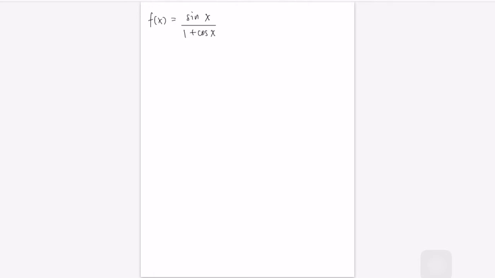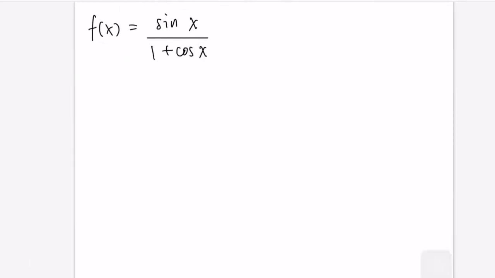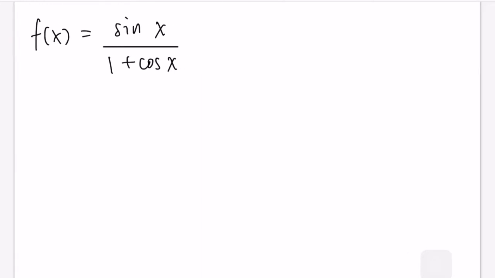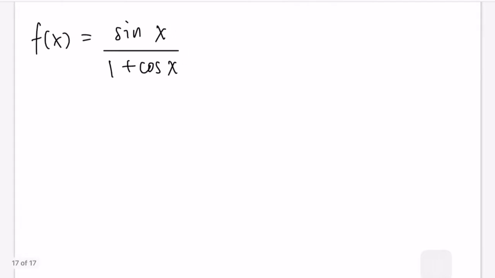Okay, now what we can do from here, we are having a trigonometric function but in a rational form. So for checking the domain, you notice that it has this 1 plus cosine x. So we are going to exclude in the domain that x should not be equal to 2n plus 1 times pi, where n is integer.